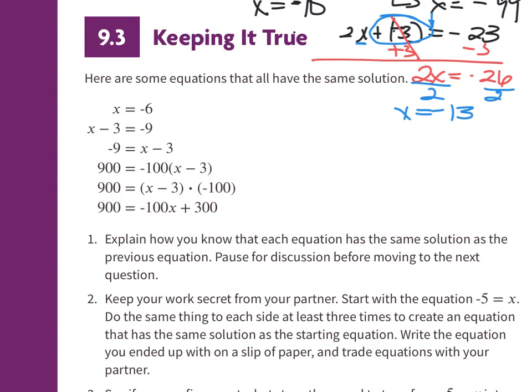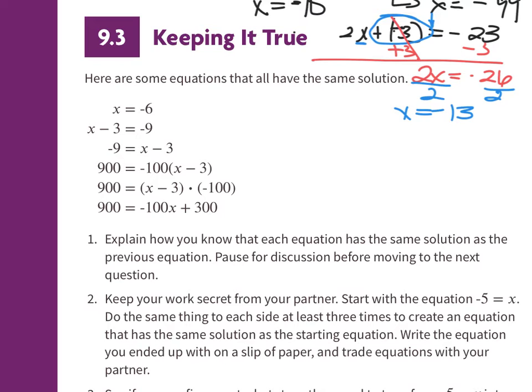Well, x equals negative 6. Well, on this next one, they just subtracted 3 from both sides. So now we have x minus 3 equals negative 9. The next one's equal because they just flipped the order. The next one's equal because they just multiplied both sides by negative 100. The next one's the same because they just switched the order.